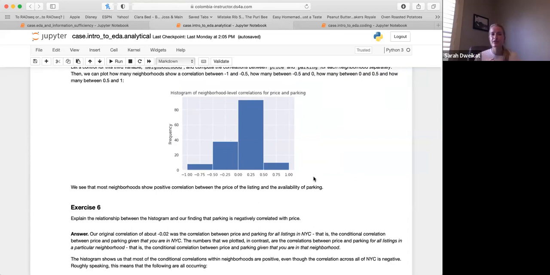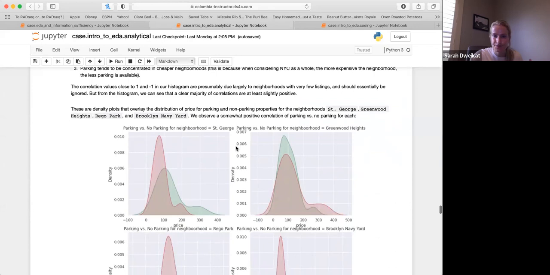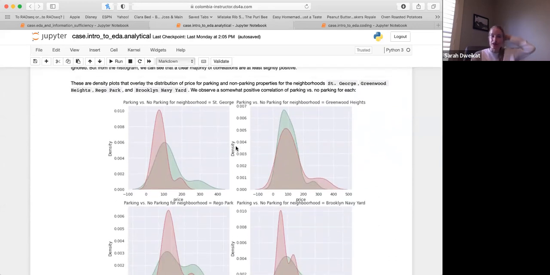This histogram is looking at the number of neighborhoods, but there could be a lot of listings in these negatively correlated neighborhoods, which skews our data set. That's why we didn't see that overall positive correlation that we expected, because more data points fall in these neighborhoods that are negatively correlated. But when we break it down to the neighborhood level, which we will do here, we can pick out the neighborhoods that have a positive or negative relationship in terms of their parking.